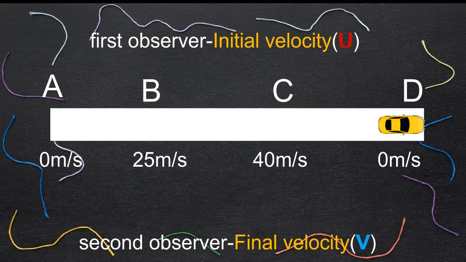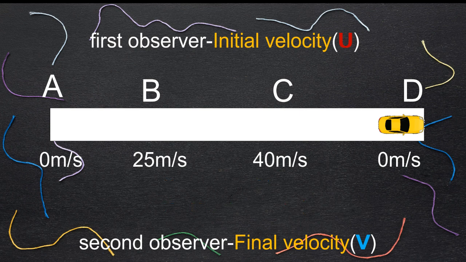So if you are looking for our net velocity change, then it will be the final velocity, the last velocity, minus the initial velocity. For the first one, it will be 25 minus 0, which is 25. For the second one, it will be 40 minus 25, which is 15.